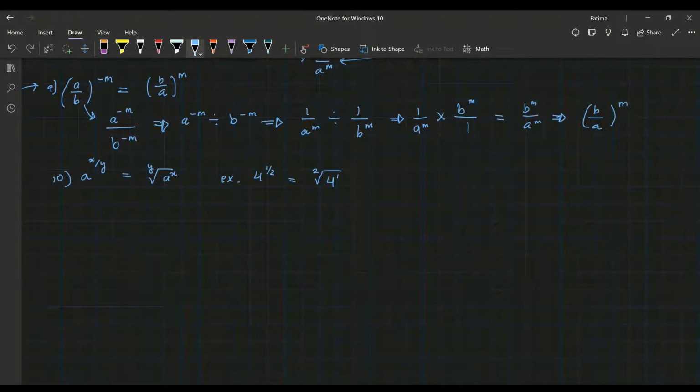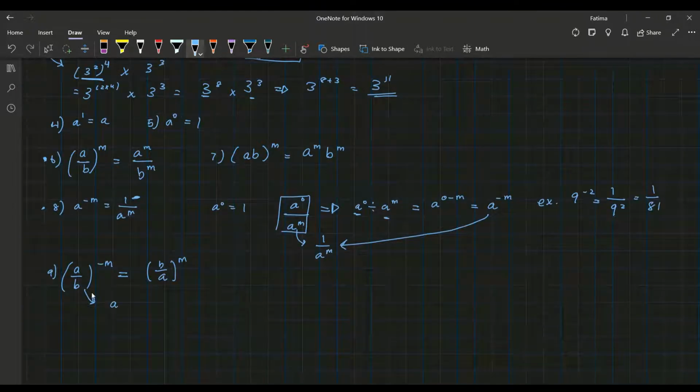Now another example, if we were given 24 to the power 3 by 8, this would mean 24 would be inside the root. 24 would be cubed because the numerator is 3 and the root would be 8.